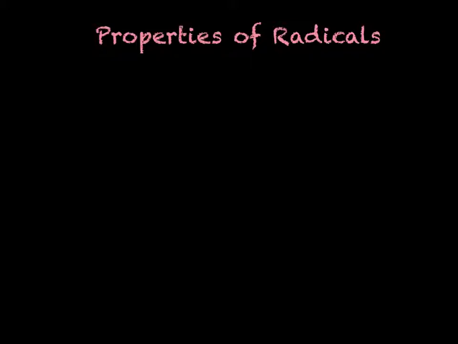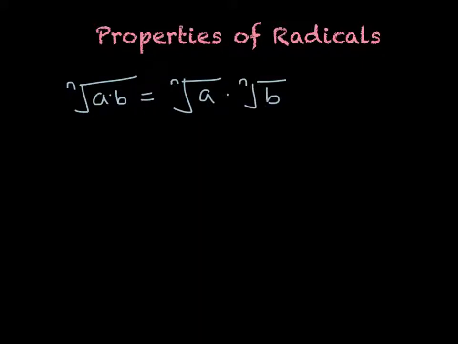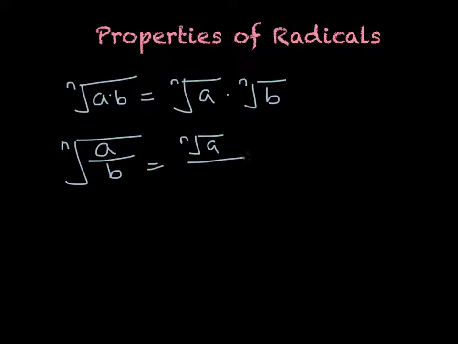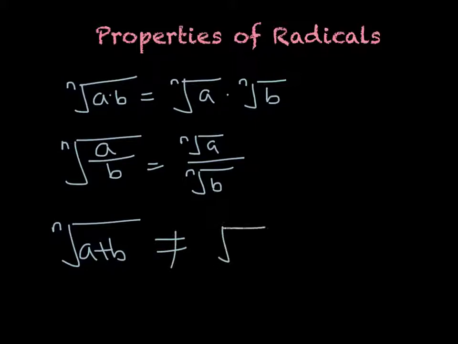First one says that the nth root of a times b equals the nth root of a times the nth root of b. Another one says the nth root of a over b equals the nth root of a over the nth root of b. Another important thing to note, which is a common mistake, is that the nth root of a plus b does not equal the nth root of a plus the nth root of b.